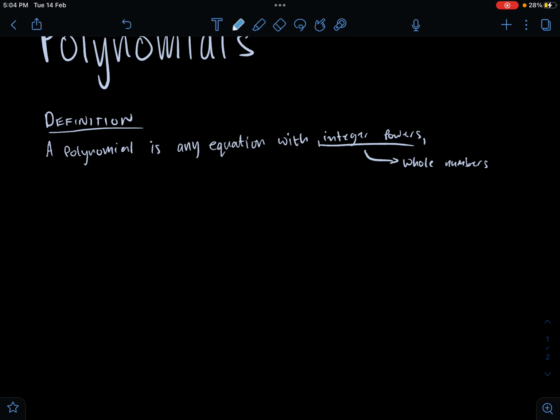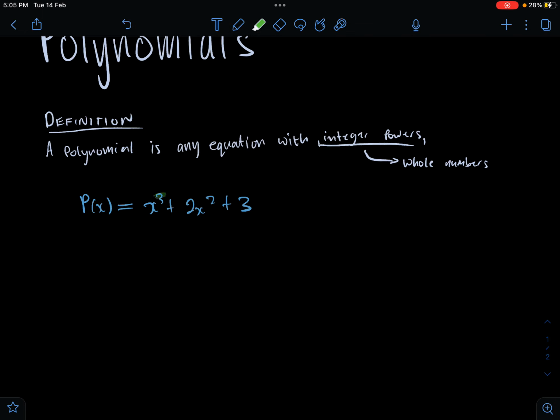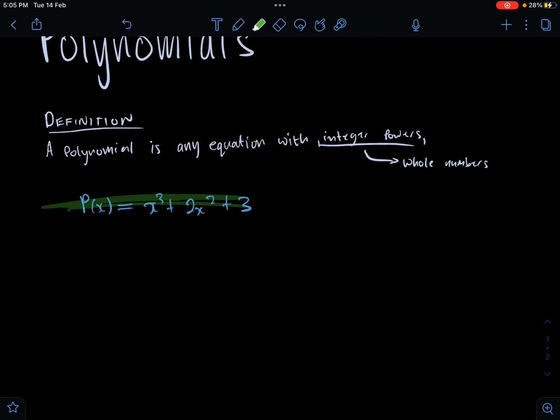So essentially, for example, we'll just have a couple examples here. P of x, so the polynomial of x is x to the 3 plus 2x squared plus 3. If we look at all the powers here, this 3, this 2, and this imaginary 1 we can pretend is up here, those are all integers. So this does all have integer powers, and therefore this is overall a polynomial.